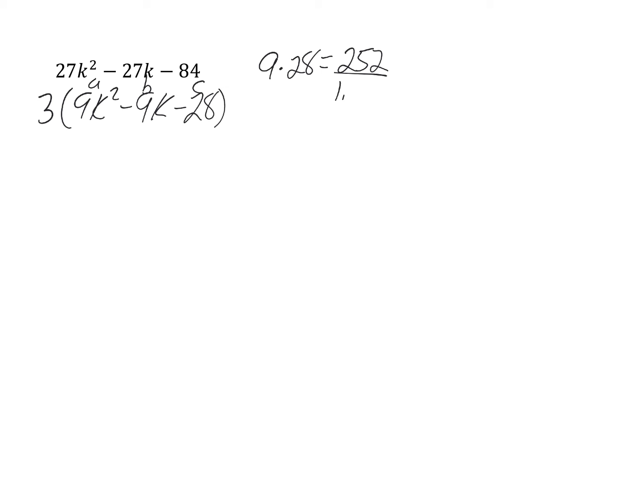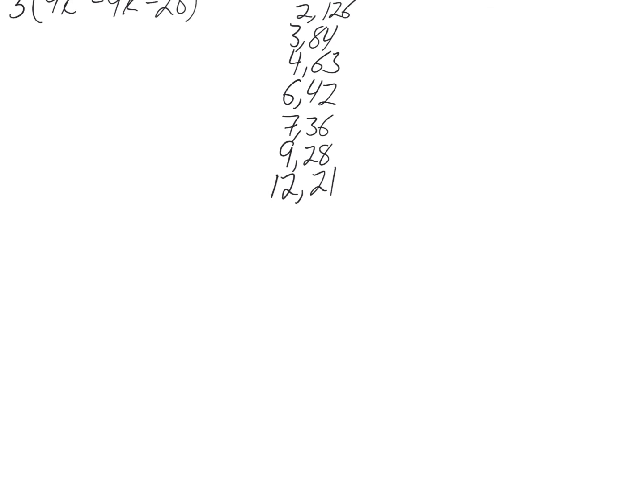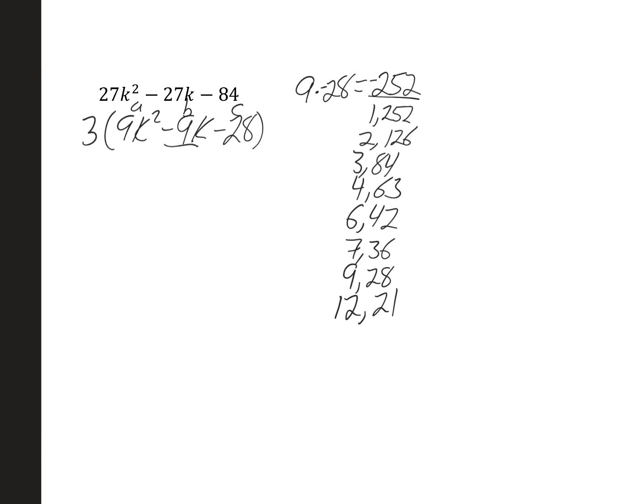My factors that I found were 1 and 252, 2 and 126, 3 and 84, 4 and 63, no 5, but 6 and 42, 7 and 36, no 8, 9 and 28, and 12 and 21. Now, one more thing, making sure that I realize it is negative. So, which one is going to be negative, the smaller number or the bigger number? Well, since my answer is negative for B, then I know the bigger one's going to be negative. So, which one of these would give me that negative 9? Well, it looks like this one.